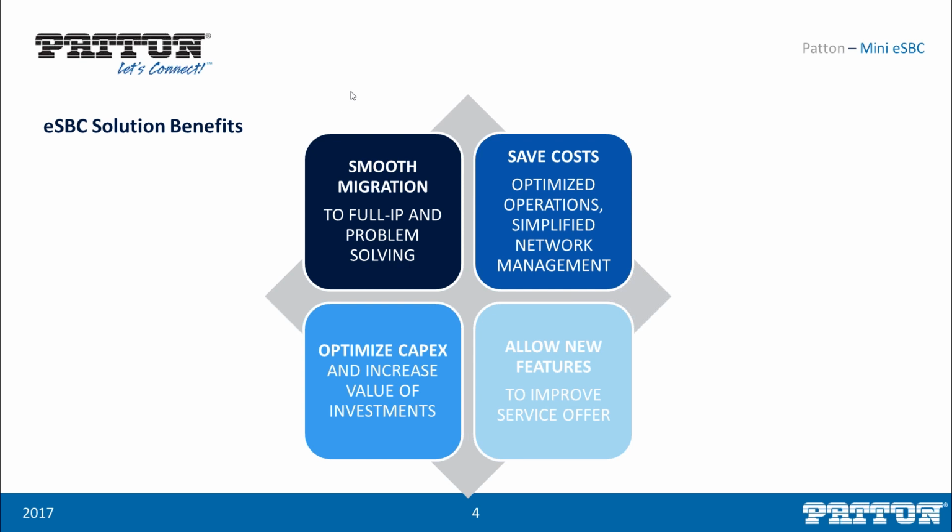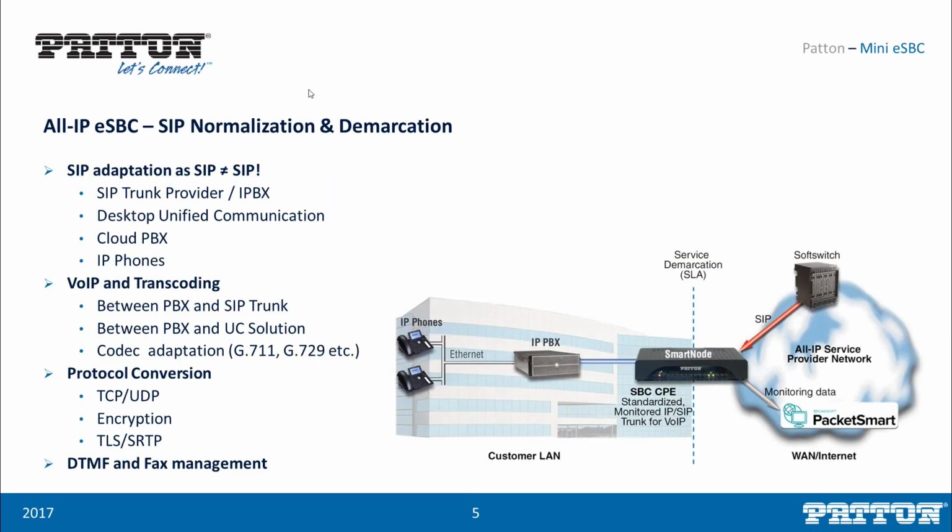And then of course, because what we're talking about in terms of on-premise is really software that's residing on a purpose-built piece of hardware, and because of the way we do software here at Patton, it allows us to improve and to bring new products and new features and new releases to these network deployments as the market moves on, and it's always changing. There's always new things coming around that need to be integrated into these networks. So really, the all IP eSBC is about what's sometimes called SIP normalization, which we talk about as compatibility or interoperability. Basically, SIP is not always SIP.